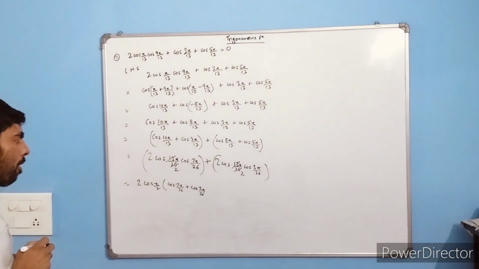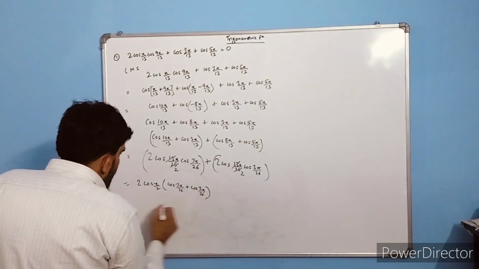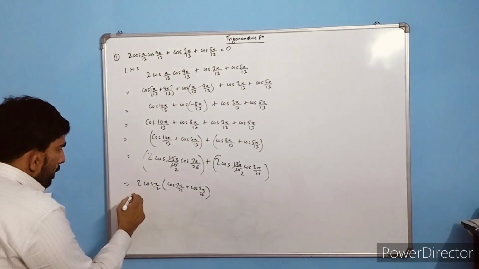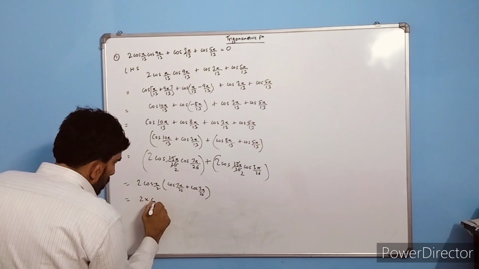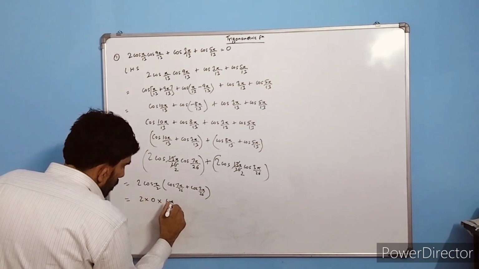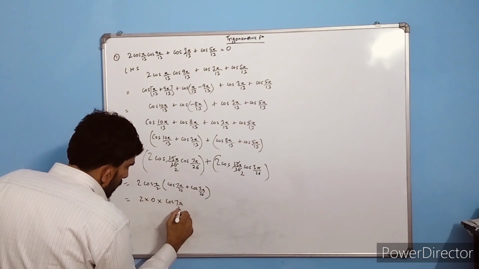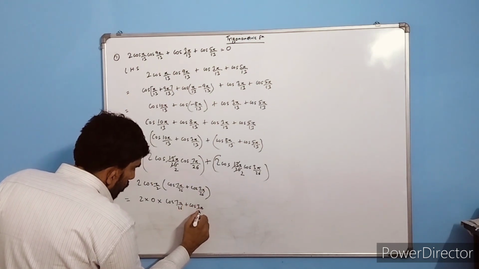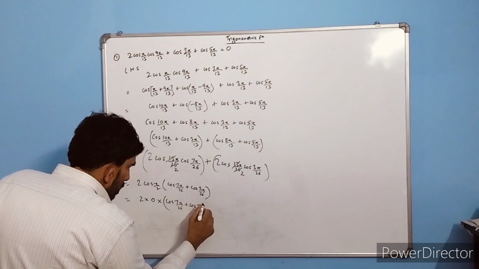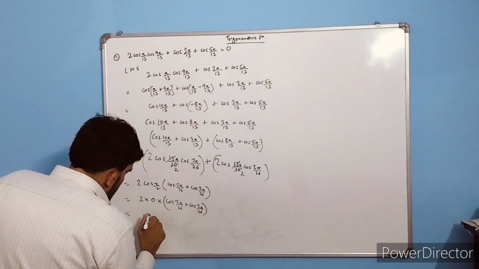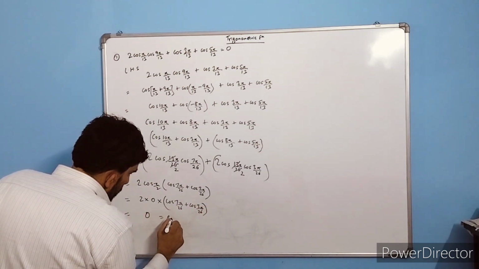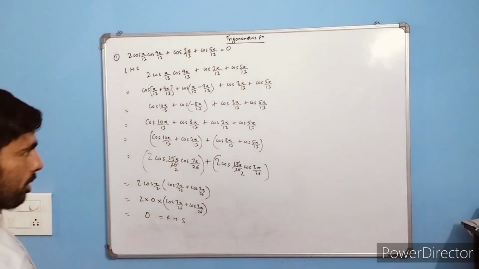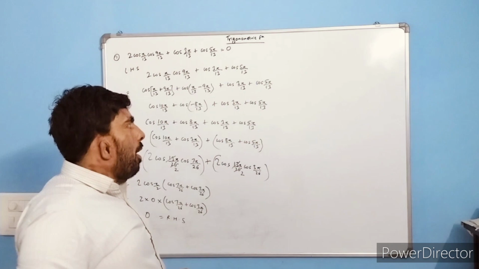Okay. Now we can see here cos 90 we know is 0. So 2 into 0 into cos 7 pi by 26 cos 3 pi by 26. What? 0. That is what is required. Equal to RHS.